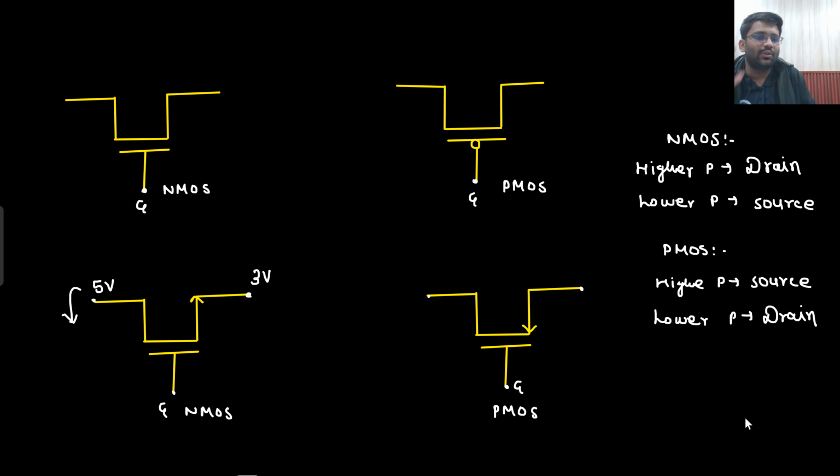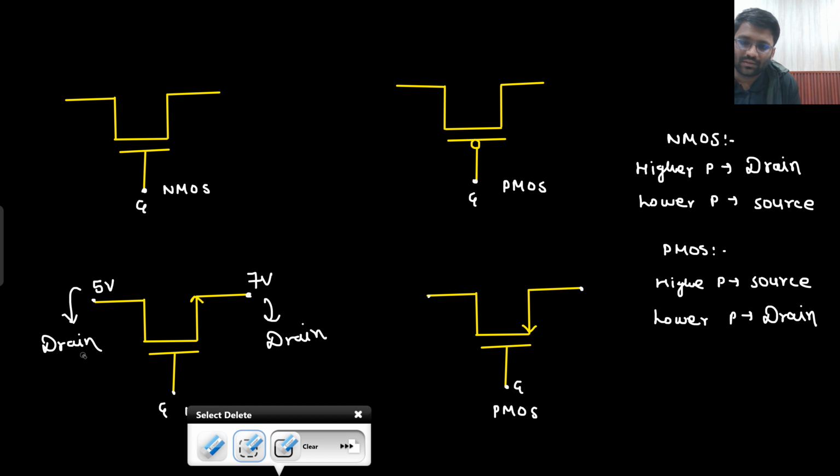In PMOS, simply the opposite would be there. So this is an NMOS, the arrow is outside. The one which is at higher potential would be drain, and this will be source. And if I just interchange it, or if I simply put 7 volt here, then despite the arrow, the one which is at higher potential would be drain. This would be drain, and this would be source.